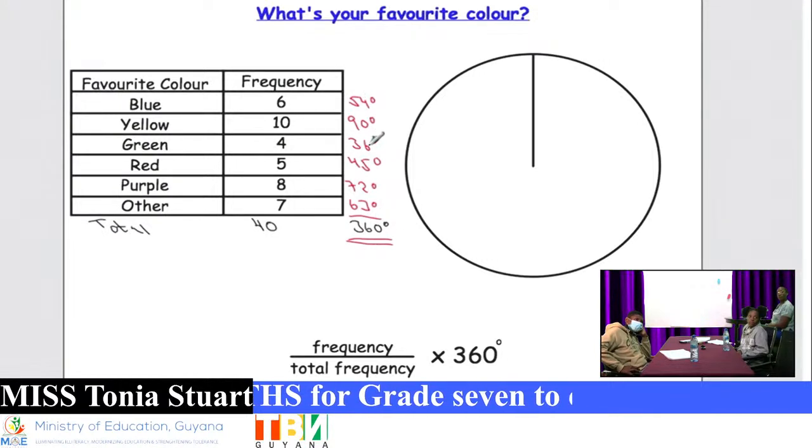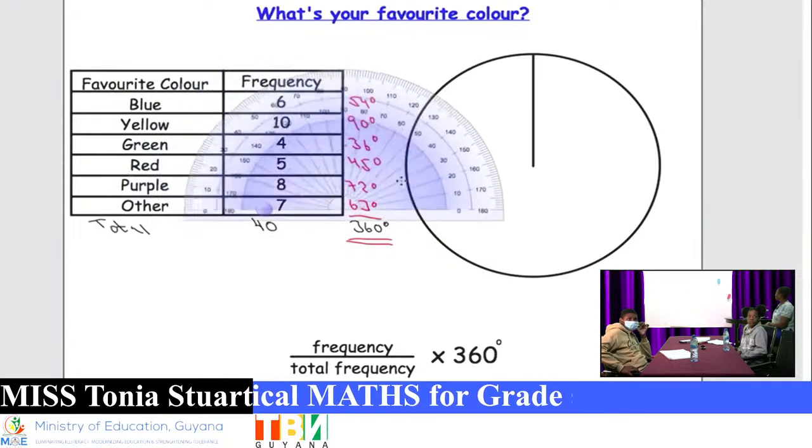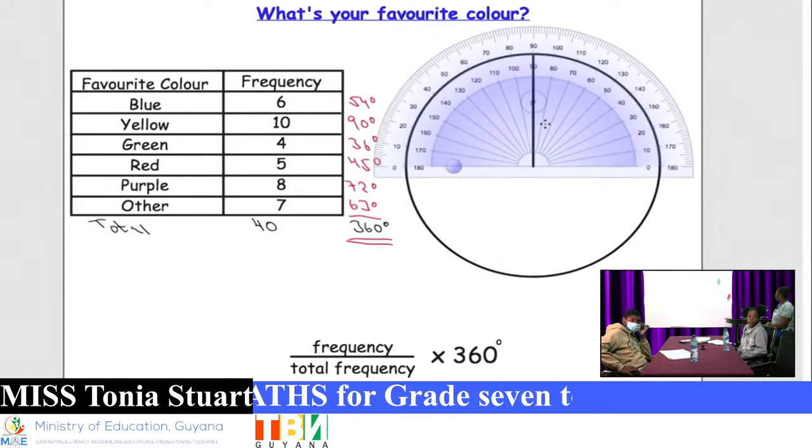Let's check. We must add up to ensure it will total back to 360 degrees. 2 and 5, 7, 16, 19, 23, 30, 360. Perfect. So, we did that correctly. Next thing we've got to do is get out our protractor. Now, I'm going to start. Pay attention to how it is placed.